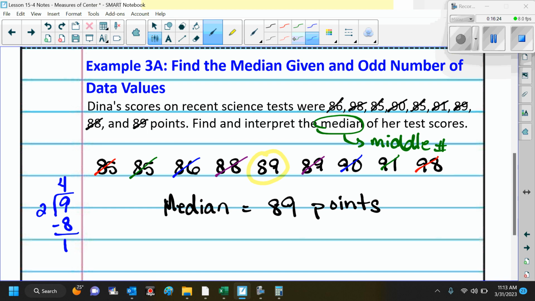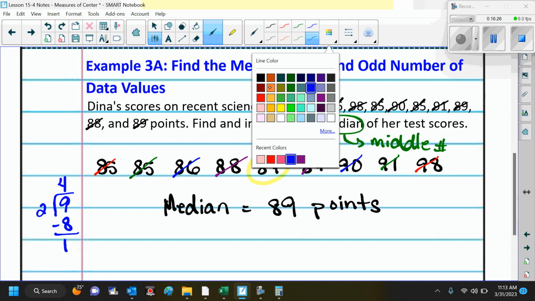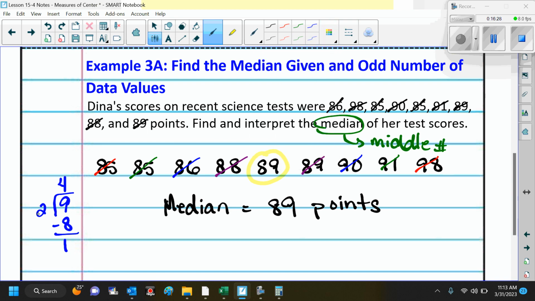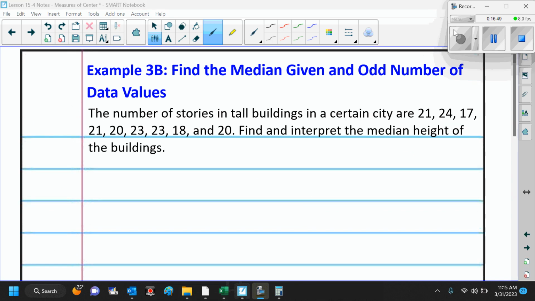So here, 9 divided by 2 is 4, so that's 1, 2, 3, 4. But then, to get to the middle number, you just add 1 more. So the 5th number is going to be your middle number. Press pause and do example 3B on your own.